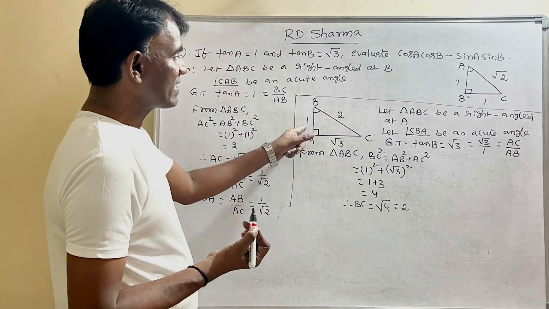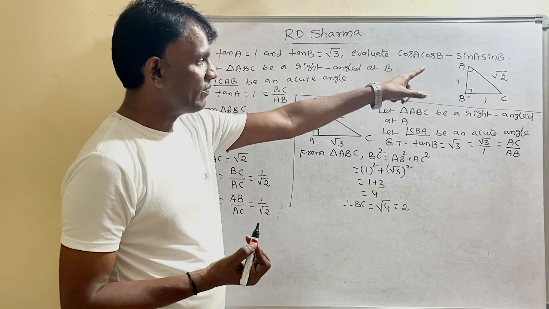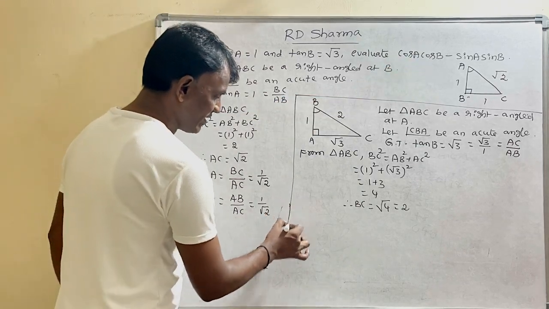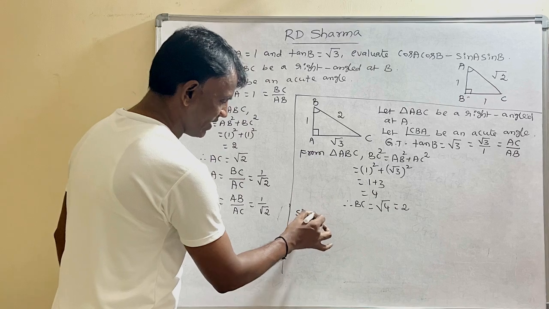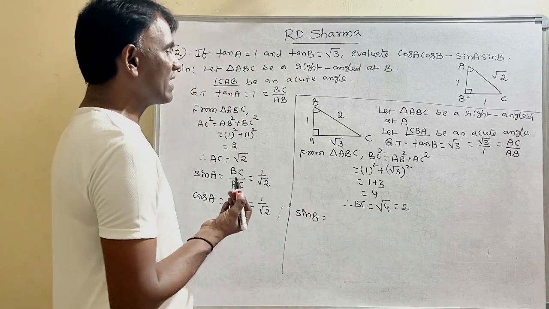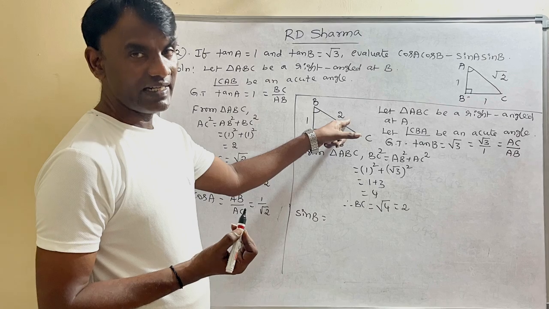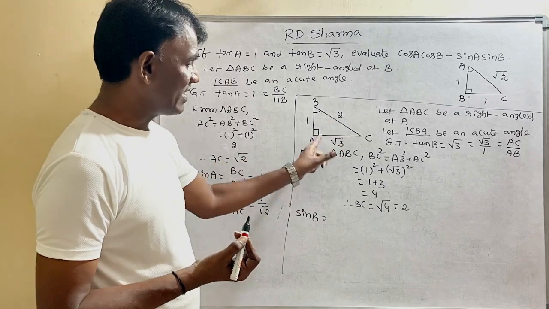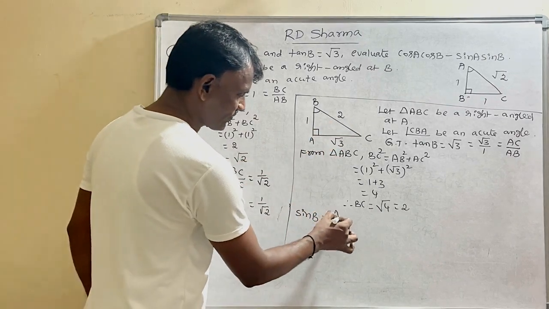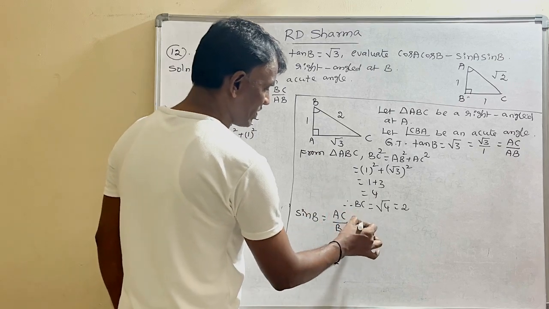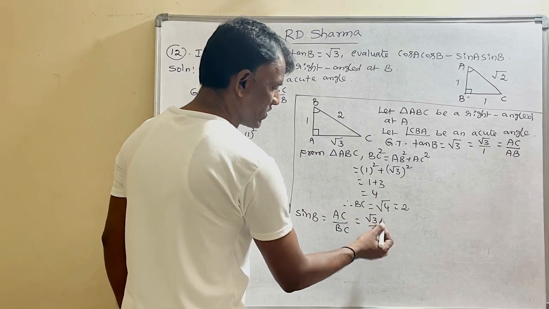And by using this triangle, we write sin B and cos B. So just I am writing here, sin B equal to, what is the meaning of sin B? Opposite side divided by hypotenuse, right? This is the opposite side. What is that? AC. And the hypotenuse means BC. What is the value of AC? Root 3. And the denominator is 2.